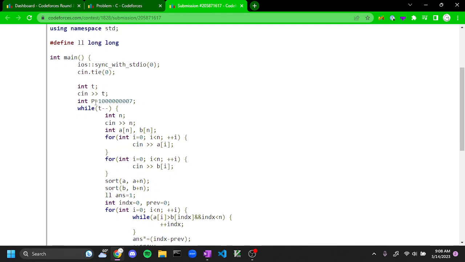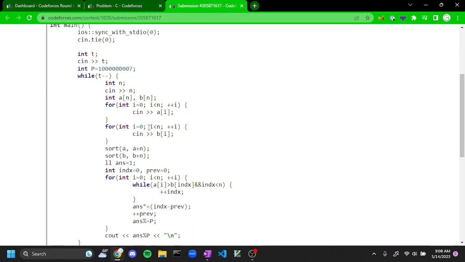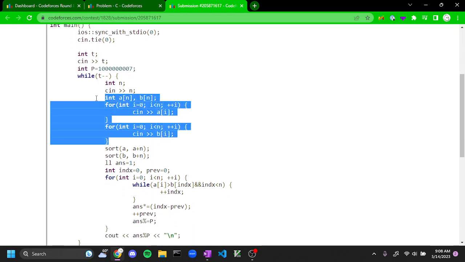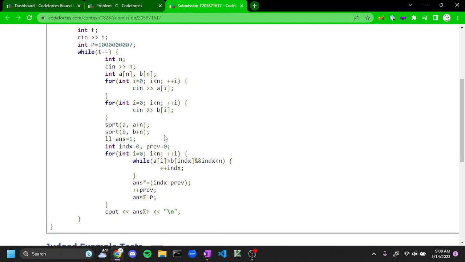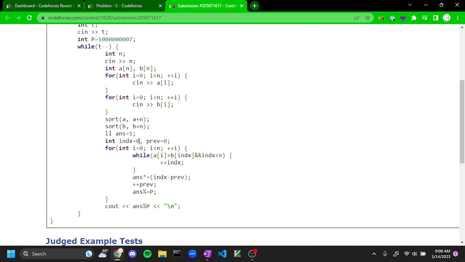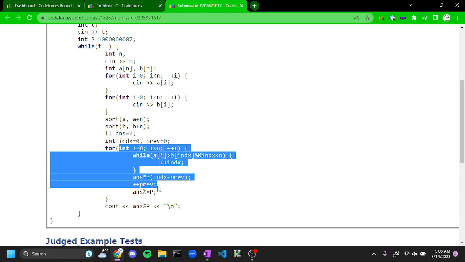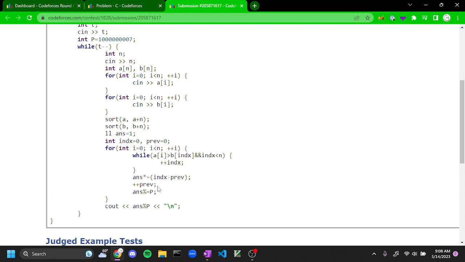Okay, so first I set up the modulo into a variable, so 10 to the 9th plus 7. I input the arrays A and B, and then I sort both of them to make it easier for myself later. And then I keep an index called index, and then I iterate from 0 all the way till n minus 1, so all the elements of the array A.